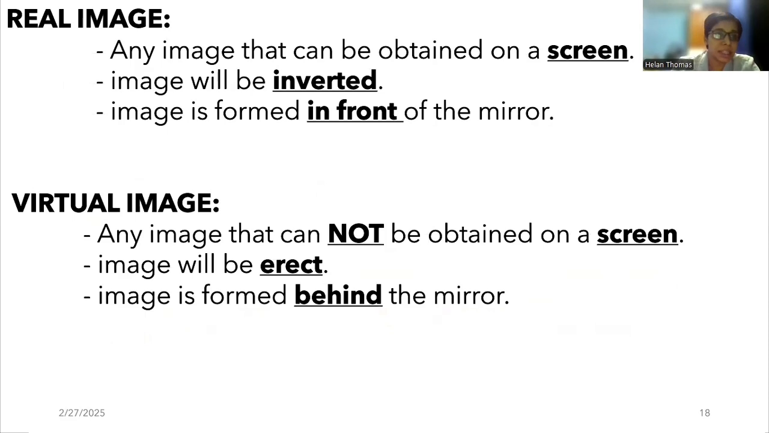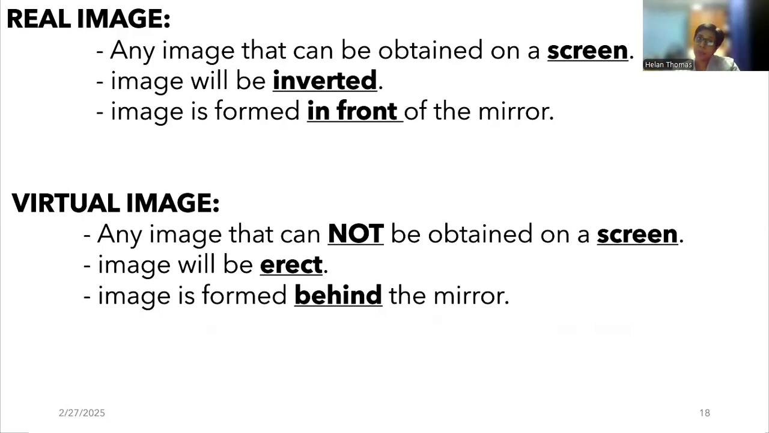Before discussing, we should know what a real image and a virtual image are. A real image is any image that can be caught on a screen. That image will be inverted, and it will be in front of the mirror. So what are the qualities of a real image? They can be obtained on a screen. The image will be inverted, and it is always formed in front of the mirror.